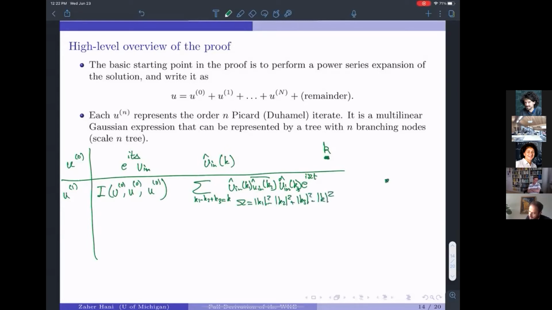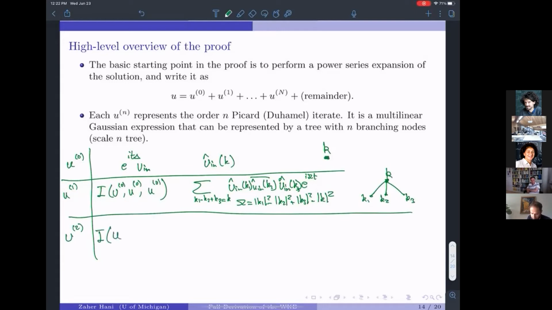This will be represented by a tree which has one branching node, and we decorate it as follows. We put k on the root of the tree, and over the three leaves, we put k1, k2, k3. So what about U2? It's a Picard iterate, so you put I of U1, U0, U0. You might have this over here or over here, so it's the sum of those three terms. Again, I is the Duhamel integral. I won't try to write the expression in Fourier space because it's complicated, but I can draw down the corresponding tree in this case.